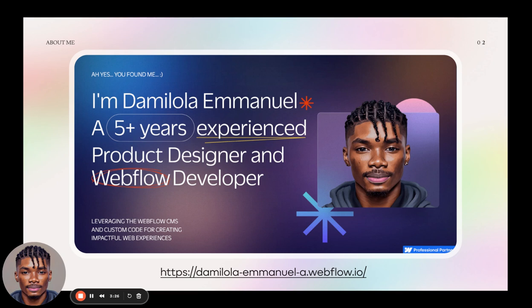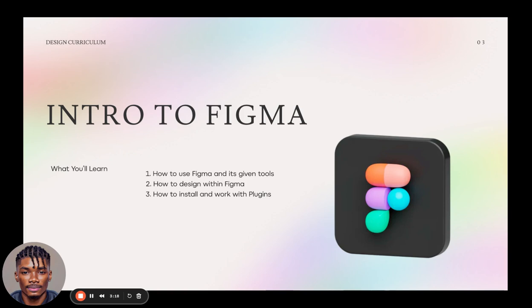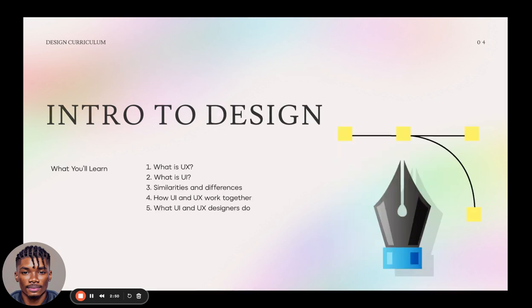So, without further ado, we'll be moving directly into what you're going to be learning in the design track for the upcoming course. The first thing is going to be introduction to Figma, where you will learn how to use Figma, how to understand the tools, how to understand plugins, and how to work with them. Basically, we're starting with an introduction to Figma because that's the major tool that we're going to be working with, and you need to be able to navigate around it, know your way around it if you're going to be an excellent designer.